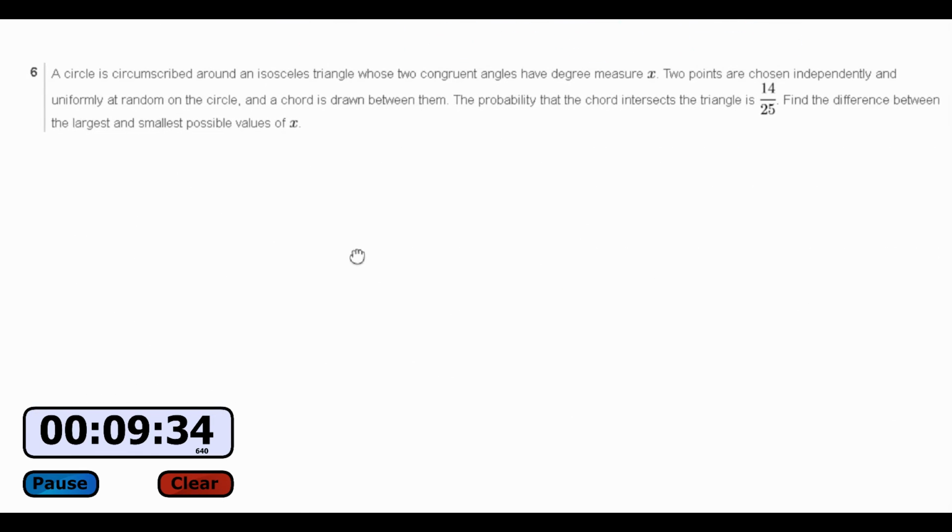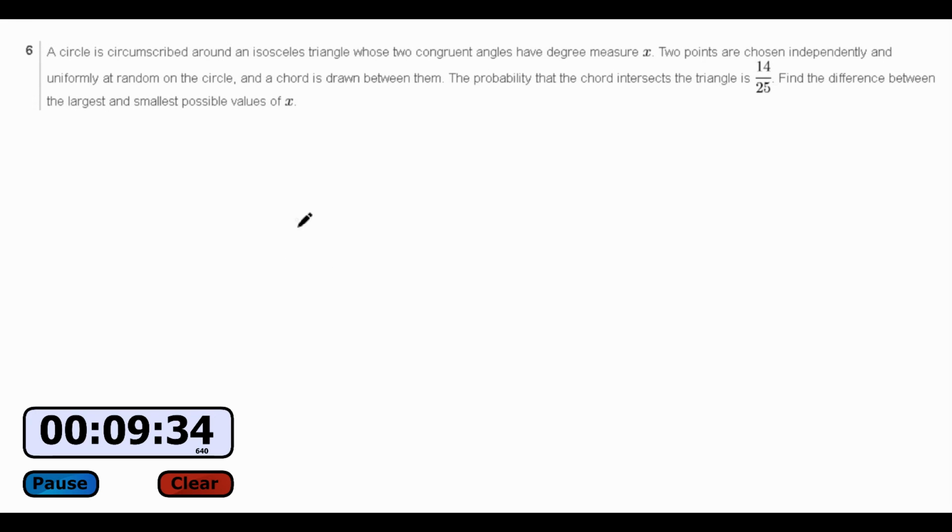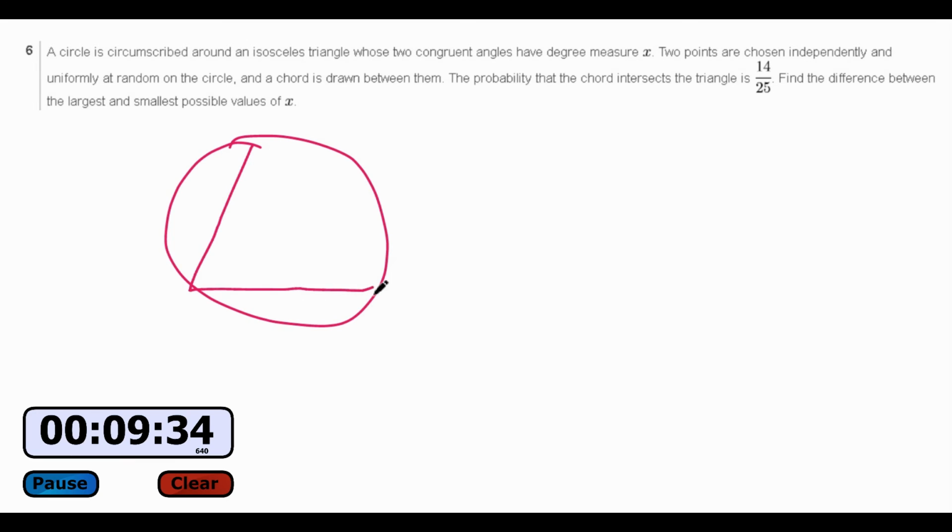Problem number 6. Okay, so a circle is circumscribed around an isosceles triangle. So we have a circle here, sorry, bad circle, and we have an isosceles triangle with angles x, x, and 180 minus 2x. Okay, 2 points are chosen uniformly at random, and a chord is drawn between them, and we want to find the probability. Well, we know that the probability that they intersect this triangle is 14 over 25, and we want to find the difference between the largest and smallest values of x. Okay, so let's think about how to do this here.